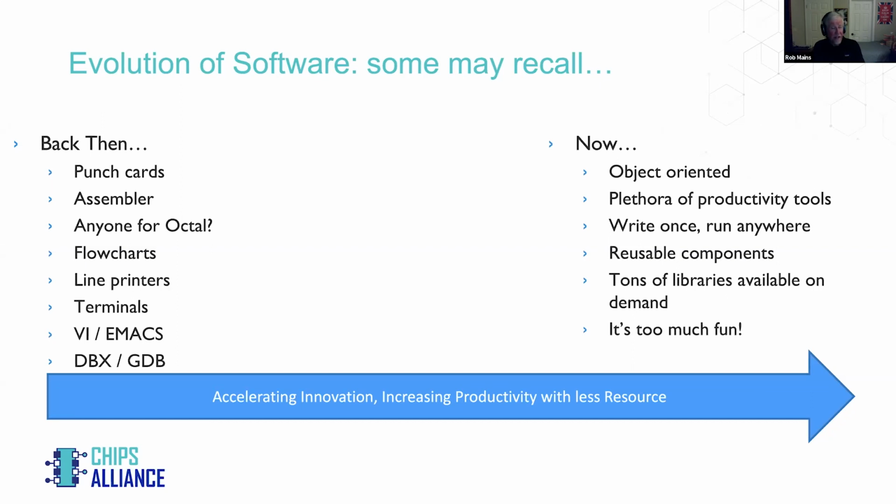But there's been a big change in the past 20 years or so, or even 30 years, and that's going from a traditional procedural type approach to object-oriented. There's object-oriented software design. There's a plethora of productivity tools. You can write it once and run it anywhere. There are reusable software components that you can use to help build things very quickly. Tons of libraries that you can pull upon to create your functionality. And I'll just say it's fun, right? It's just really exciting that you can go out and get all this stuff. You can build things. It's great. And the net out of this is that you're accelerating innovation, increasing productivity, and it takes fewer people to do it compared to years past.